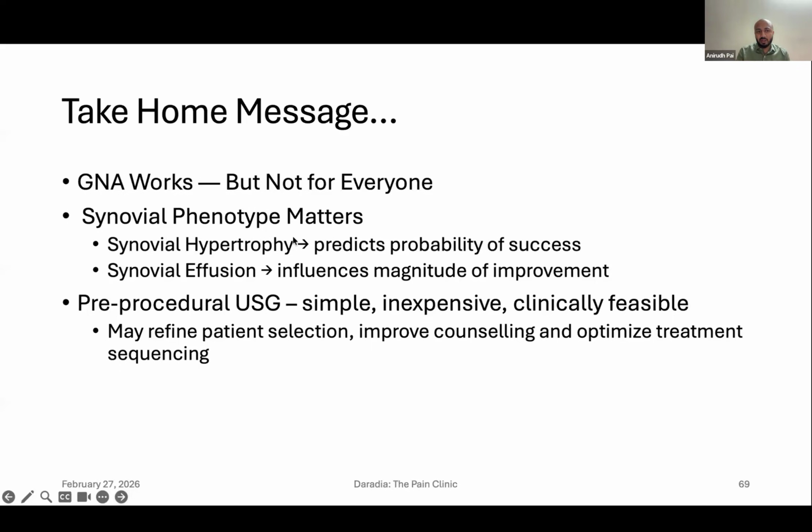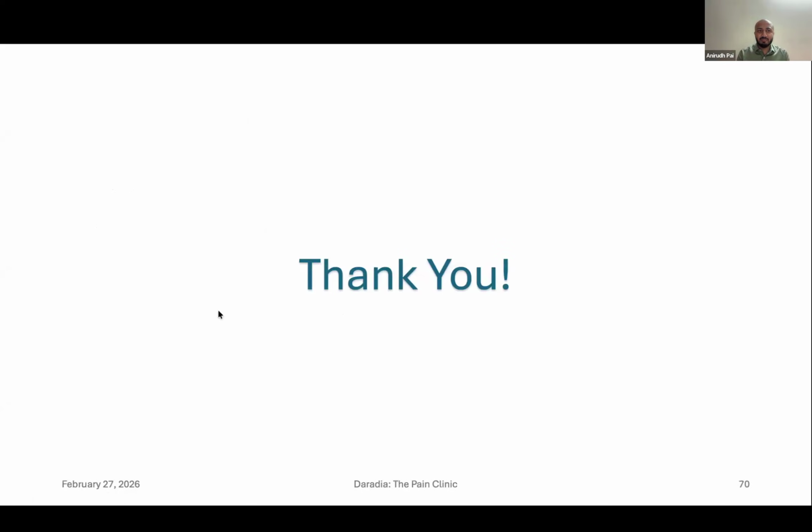the magnitude of improvement. And pre-procedural ultrasound is simple, inexpensive, and clinically feasible, and this may help us select our patients better, and we can even counsel them and maybe optimize the treatment, like starting them on anti-inflammatories before we take them off to the procedures.